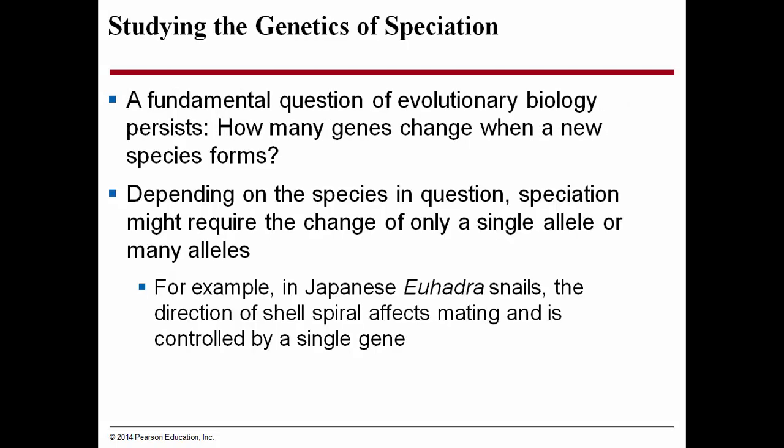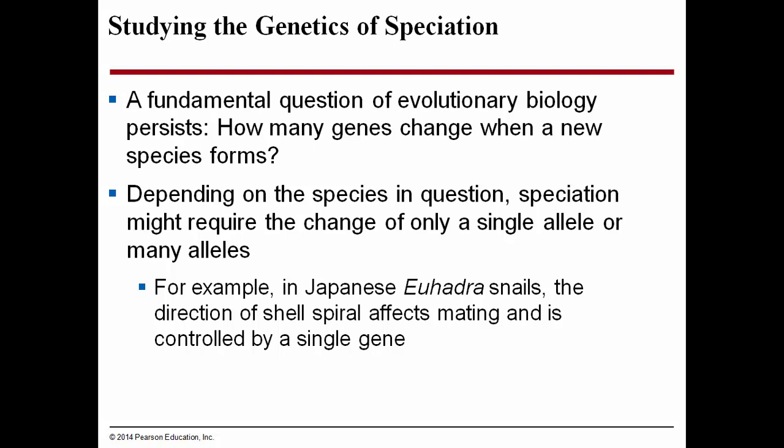A fundamental question of evolutionary biology persists. How many genes change when a new species forms? Depending on the species in question, a speciation might require the change of only a single allele or many alleles.